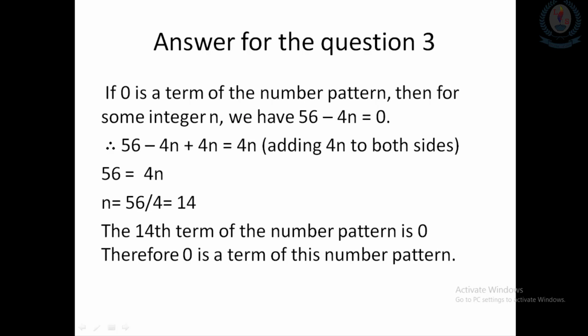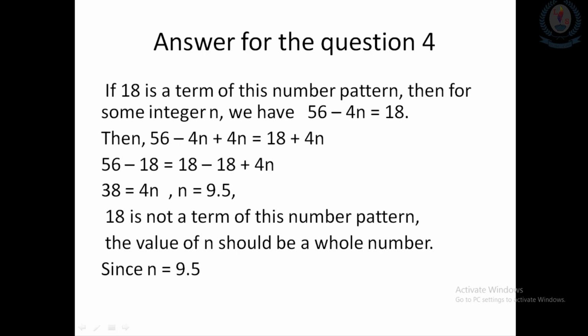Answer for question number 3. If 0 is a term of the number pattern, then for some integer n, we have 56 minus 4n equal to 0, by Tn equals 0. I want to make n the subject, so I cancel minus 4n on this side. 56 minus 4n plus 4n, 0 plus 4n is 4n. 56 equals 4n, 56 divided by 4 equals n, n equals 14. The 14th term of the number pattern is 0. Therefore, 0 is a term of this number pattern.